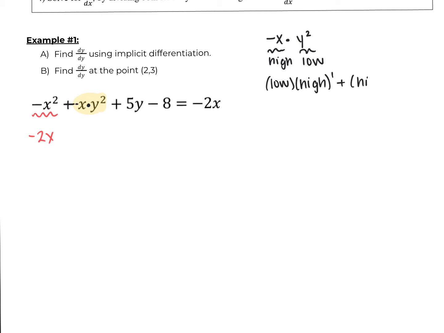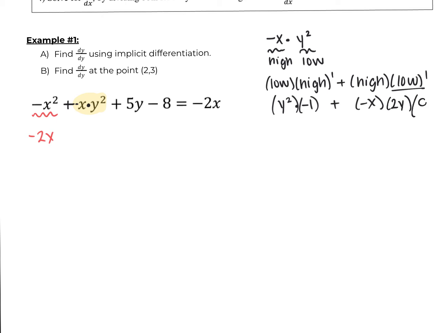plus high times d low. So the low function is your y squared, and your d high means your derivative of your high. So the derivative of negative x is simply negative 1. So we're multiplying those together, plus my high function, which is negative x, times my derivative of my low. So my low function is y squared, and the derivative of that is 2y.